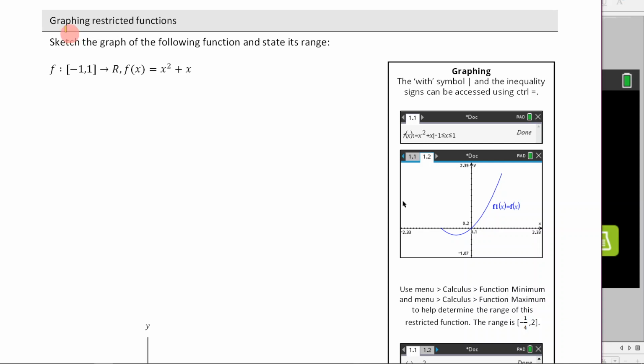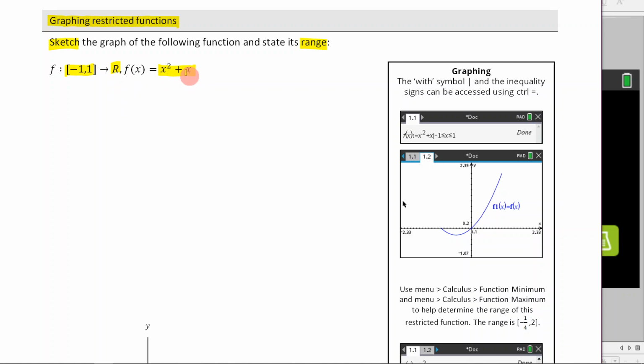So in this part, we're going to be graphing a restricted function. Here's the question: sketch the graph of the following function and state its range. So we need to sketch it and we need to state its range. Here it is, and as you can see, it's written in our standard function notation in which our domain is given, our codomain is given, and then the rule is given.